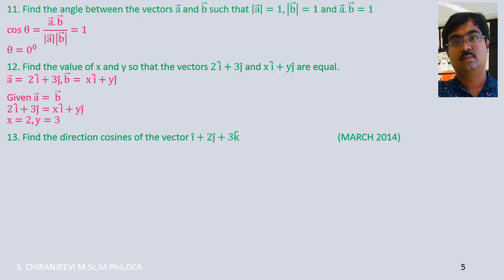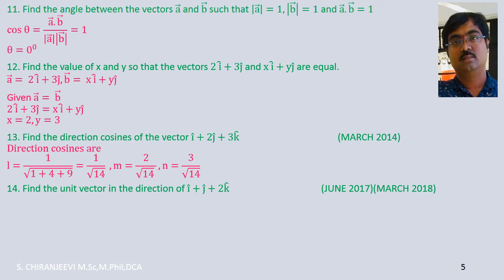Find the direction cosines of the vector i plus 2j plus 3k, which is asked in the year March 2014. Direction cosines are l equal to 1 divided by magnitude of the vector, which is root of 1 square plus 2 square plus 3 square, which is root of 1 plus 4 plus 9, which is root 14. So m will be 2 by root 14, n will be 3 by root 14.